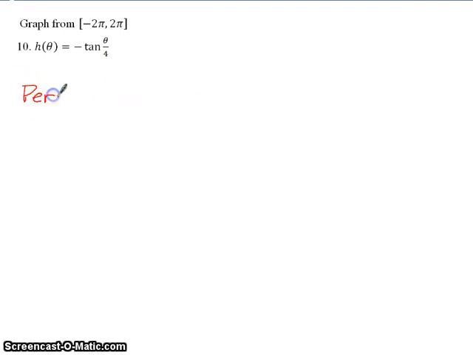period is. Our period is equal to pi, the original period of tangent, divided by the value that's affecting that theta there. So that's a 1/4. So we divide by 1/4. And that's going to give us 4 pi. Okay? So I can see here that my period is 4 pi, and the distance from negative 2 pi to positive 2 pi is 4 pi. So I'm going to see just one cycle of my graph from negative 2 pi to positive 2 pi.